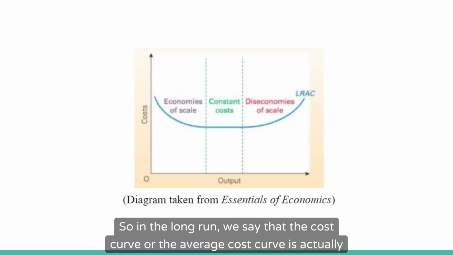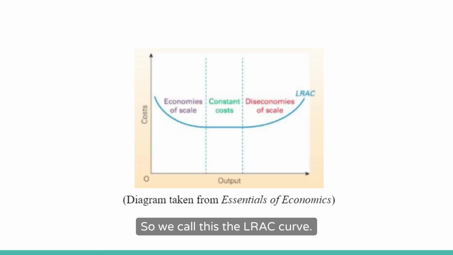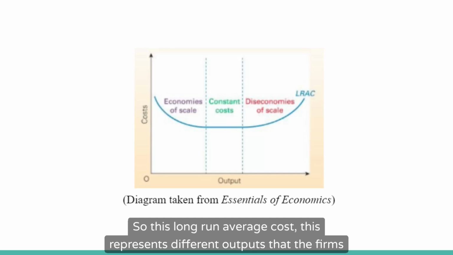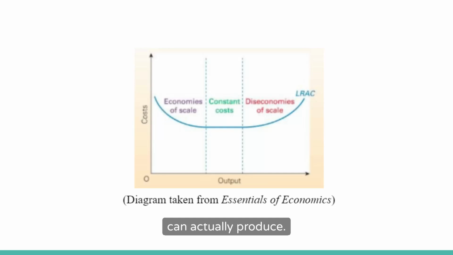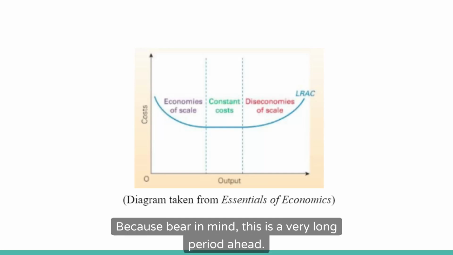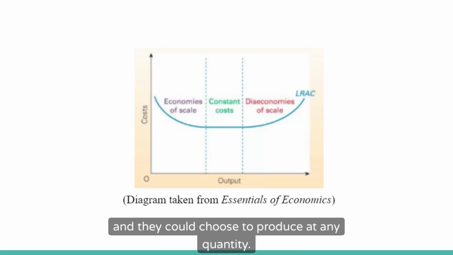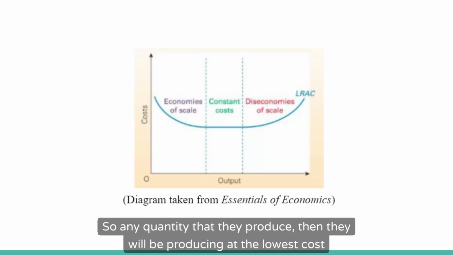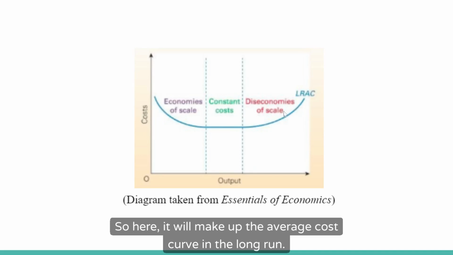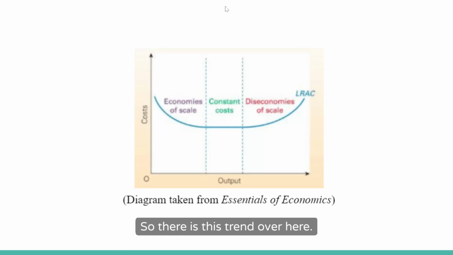So in the long run, right, we say that the cost curve or the average cost curve is actually shown in this manner. Okay, so we call this the LRAC curve. All right. So this long run average cost, this represents different outputs that the firms can actually produce. Okay, because bear in mind, this is a very long period ahead. So they are now thinking about the future, they are planning ahead, and they could choose to produce at any quantity, right? So any quantity that they produce, then they will be producing at the lowest cost possible. So here it will make up the average cost curve, right, in the long run. Okay, so we see that it is U-shaped, right? So there is this trend over here.